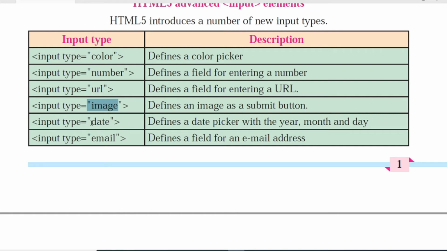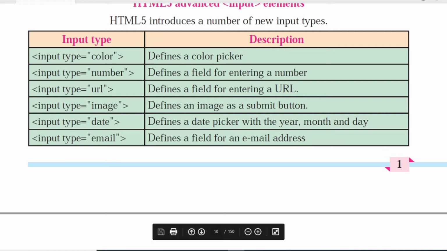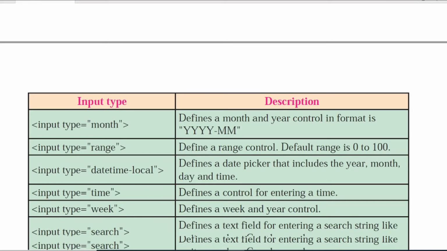My dear students, then we have input type equal to date. Here, as the name suggests, it defines a date picker with the year, month and day. So to select a particular date, we can give the user this field, input type equal to date. Moving on, we have input type equal to email as well, which defines a field for an email address. Once again, as the name suggests, if we want the user to type a specific email address, we can give a field input type equal to email.